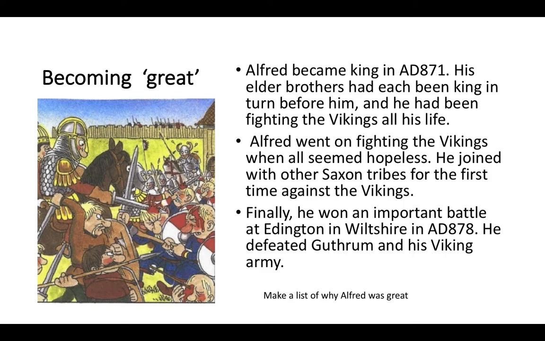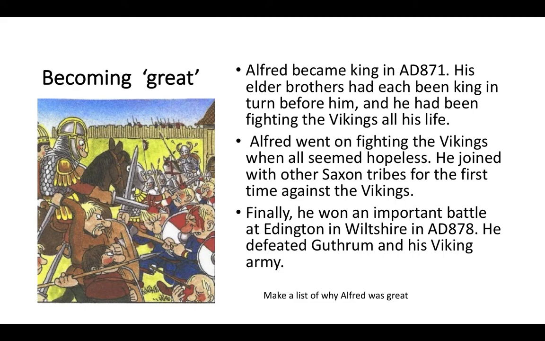Alfred became king in AD 871. His elder brothers had each been king in turn before him, and he had been fighting the Vikings all his life. Alfred went on fighting the Vikings when all seemed hopeless. He joined with other Saxon tribes for the first time against the Vikings. So he inherits the throne from his father and brothers. He then continues to fight the Vikings even though it was hopeless, so he never gave up fighting the Vikings. He then joins with other Saxon tribes to combat the Vikings, and that kind of brings people together, and it stops England from being so weak.